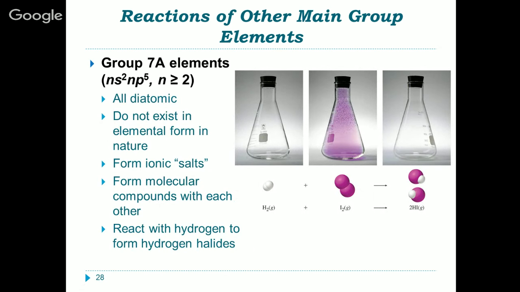Group 7 elements, so our halogens, they're all diatomic, which means F2, Cl2, Br2, I2. But they do not exist in elemental form in nature. This is good, right? Chlorine gas would kill us all if that's how it existed. So it's always bonded with something else. They tend to form ionic salts. A salt simply means I'm going to join with a metal. I'm going to be the anion, the metal will form a cation, and we're going to form a salt.